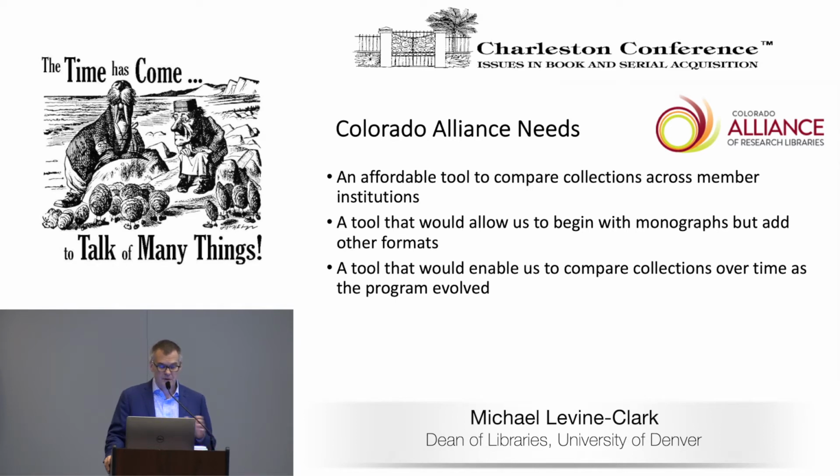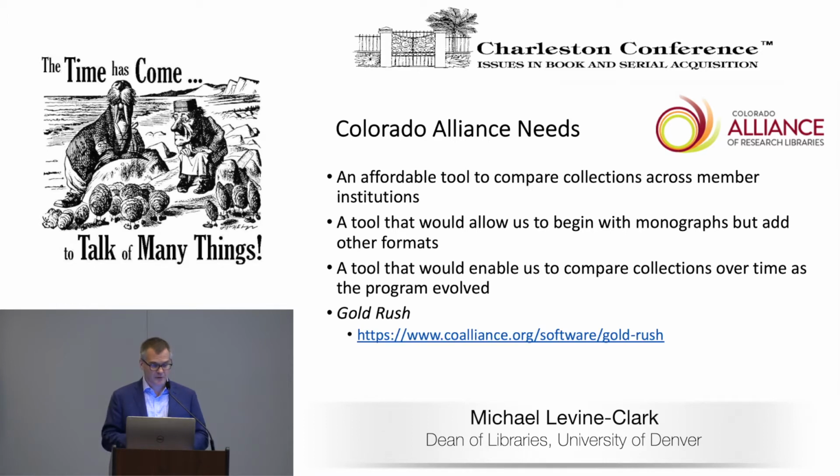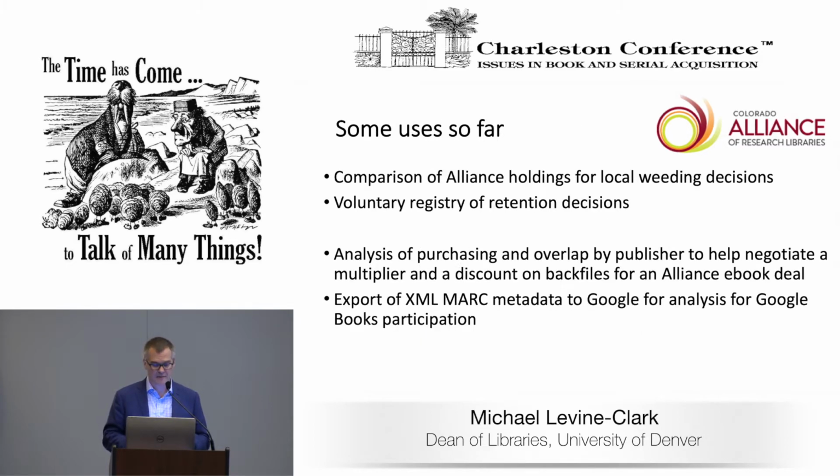We wanted to begin with monographs, but if we decided to expand the program to include other content types, we wanted to be able to compare our collections over time as the program evolved. We didn't want a snapshot at the beginning. We wanted to be able to continue to compare. So we developed the Gold Rush content comparison tool, and we'll be talking about that over the next half hour or so.